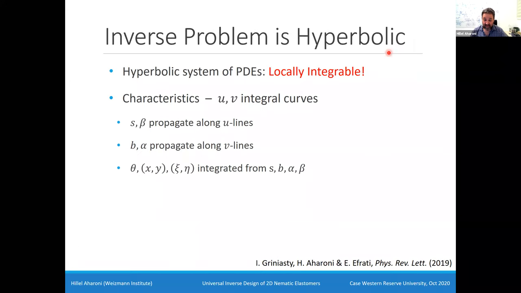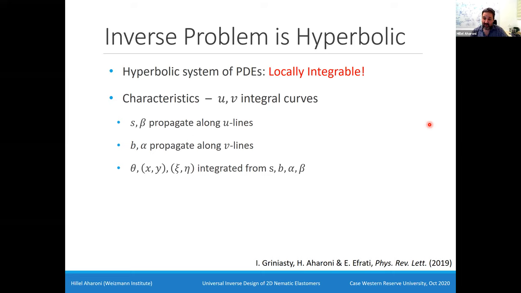So what we have here is actually a hyperbolic set of PDEs. The characteristic curves of this hyperbolic problem are the U and V integral curves. We have half the information, S and beta, propagating along U lines, and half the information, B and alpha, propagating along V lines. Solving for all of those variables, S, B, beta, and alpha, we can solve everything. We can integrate X, Y, and xi, eta, and theta as a function of X and Y, the director field, which is actually what we're looking for. So what we have here is just a well-posed hyperbolic problem in the UV coordinates.